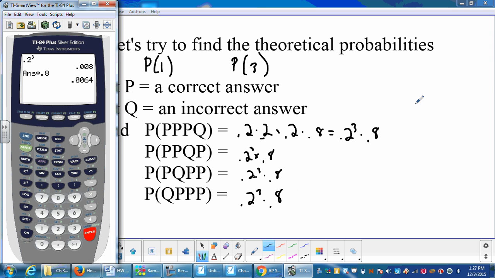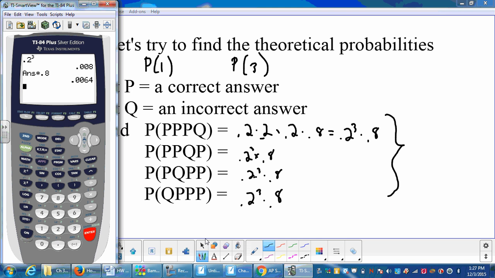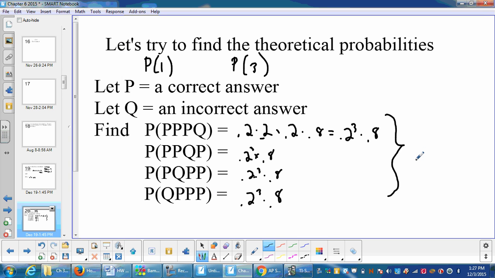And so since there are 4 of them, we have to add those up, or I guess we could just multiply by 4. And there's about a 2.5% chance, 0.0256, that we got 3 questions right.